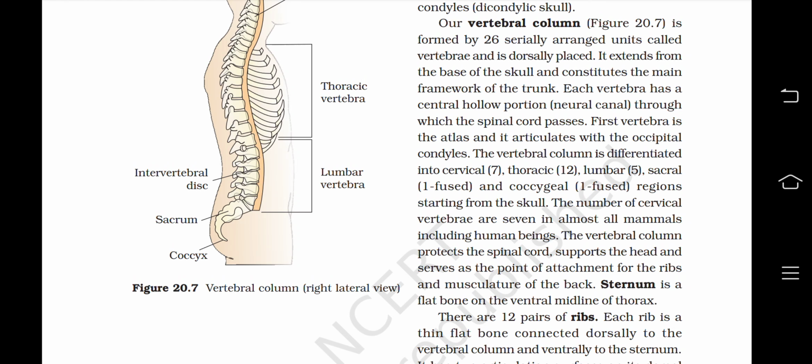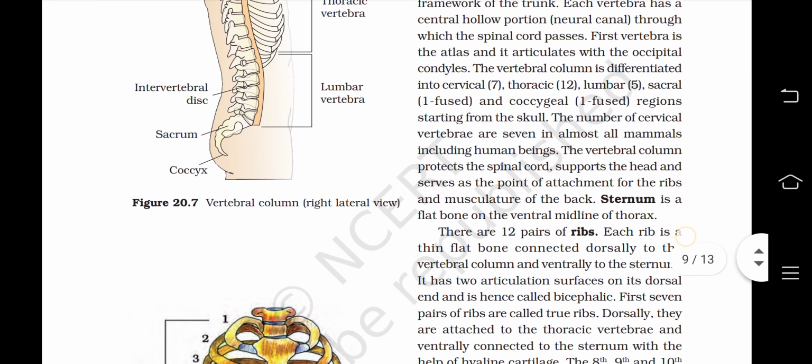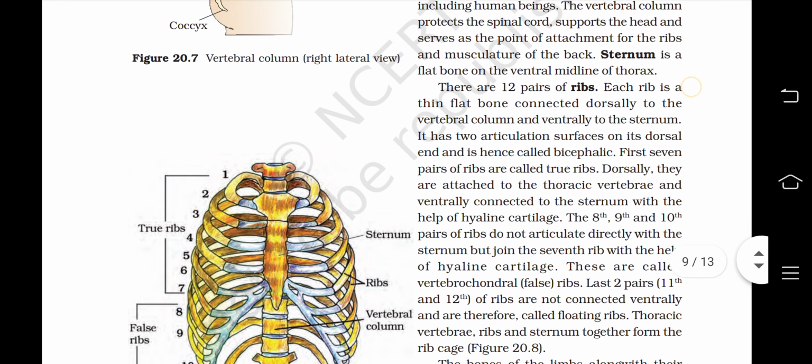Sternum is a flat bone on the ventral midline of thorax. There are 12 pairs of ribs. Each rib is a thin flat bone connected dorsally to the vertebral column and ventrally to the sternum. It has two articulation surfaces on its dorsal end and is called bicephalic.